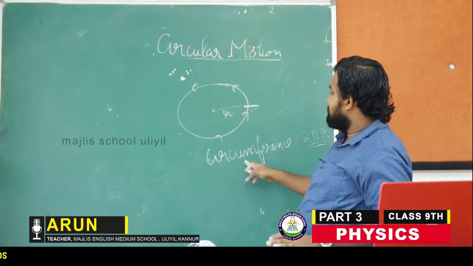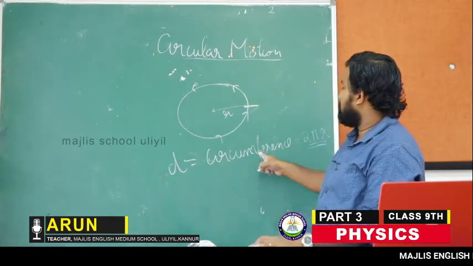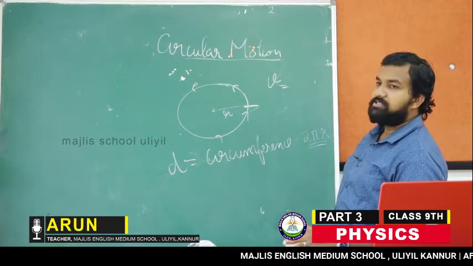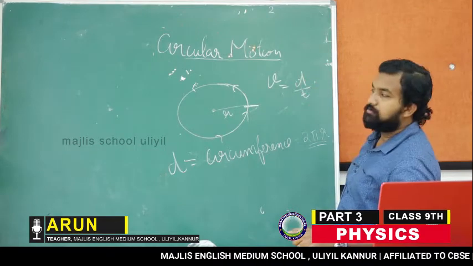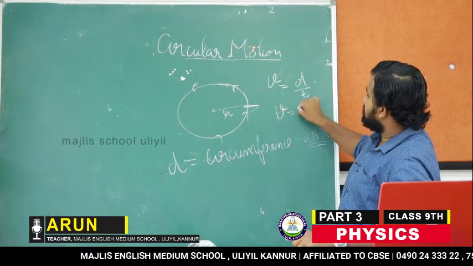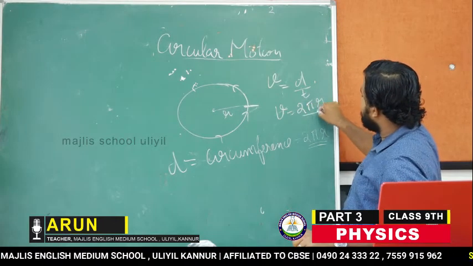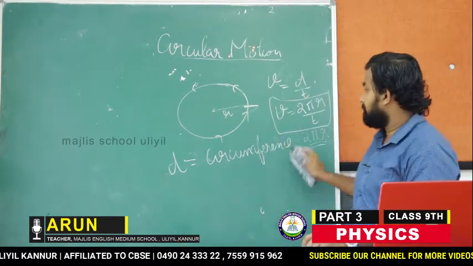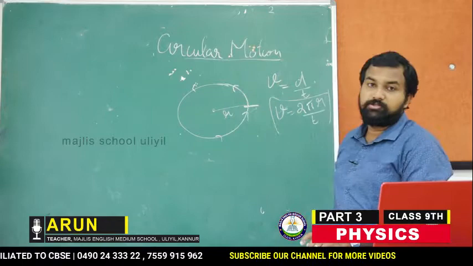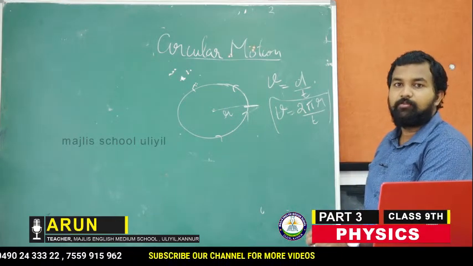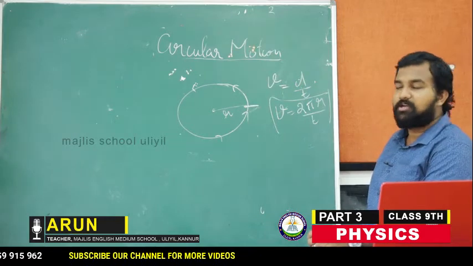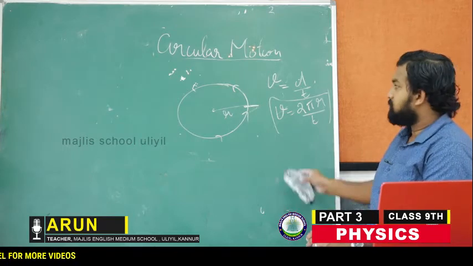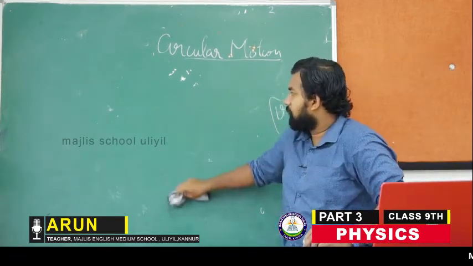So the distance d is equal to the circumference in circular motion, that is 2 pi r. So what will be the speed or the velocity? Velocity is equal to distance by time, isn't it? And the distance here is 2 pi r, so velocity is equal to 2 pi r divided by time. This is the equation for velocity of any body undergoing circular motion: v is equal to 2 pi r by t. This is the last equation which you need to note down in this chapter.